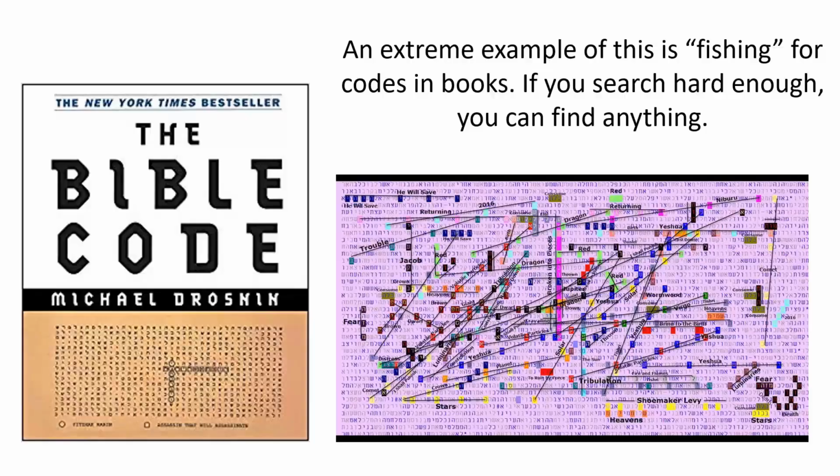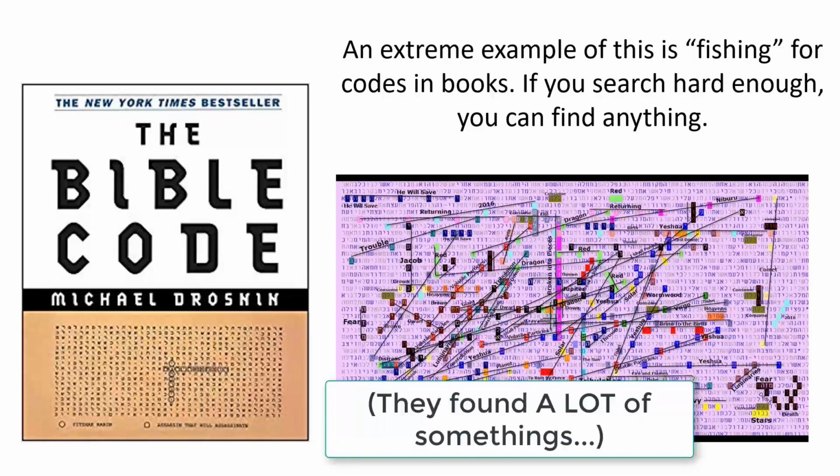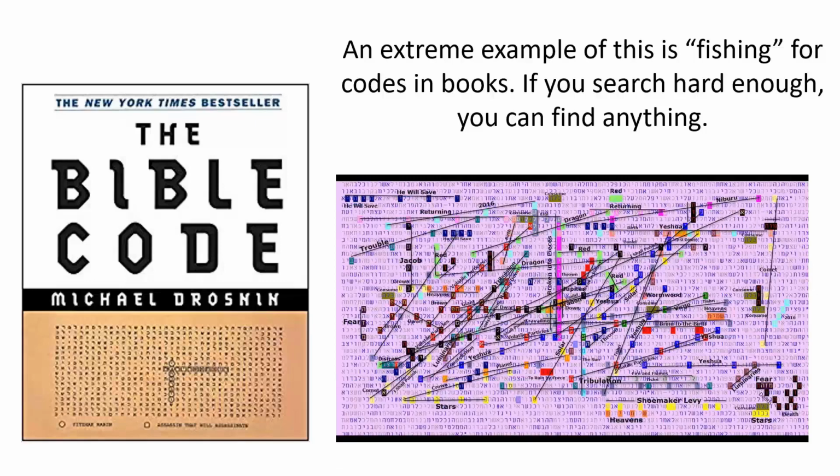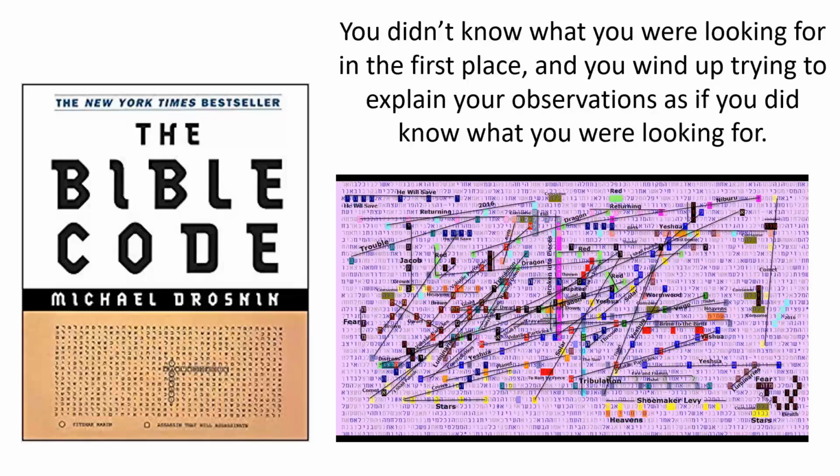There's this thing called Bible code, which is where somebody went through the Bible with a computer to find a whole bunch of different secret codes in the Bible using pattern recognition. All right. What happened is they found something, but they didn't make a hypothesis about what they would find. They just said, we're going to find something. Let's look for it. This is called fishing. All right. You simply are looking for something. If you didn't know what you were looking for in the first place, and you wind up trying to explain your observations as if you did know what you were looking for, you're going to come up with nonsense.